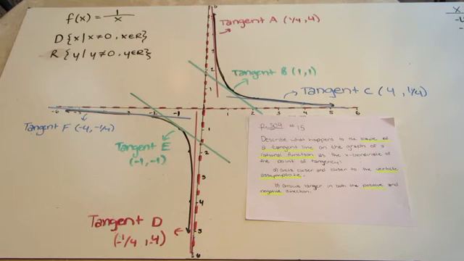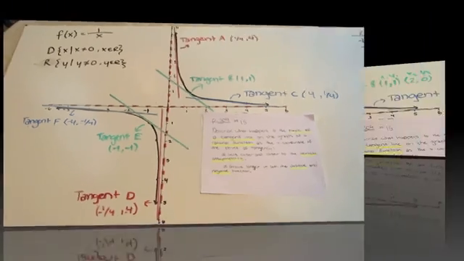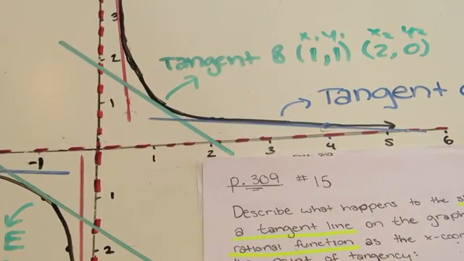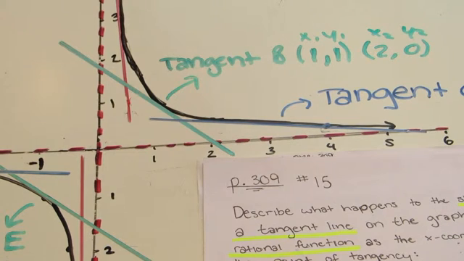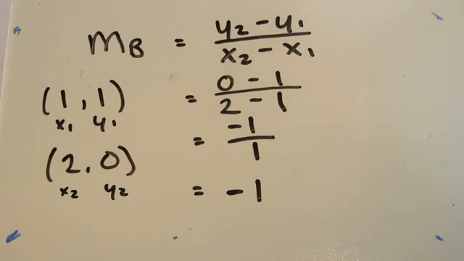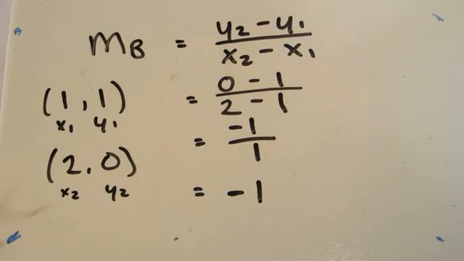We will next calculate the slope of each tangent line using the equation m equals y2 minus y1 over x2 minus x1. I have chosen one more point on tangent line B that we will be substituting into the equation as x2 and y2. We will solve for tangent line B's slope together. I have denoted the slope of tangent line B as MB.